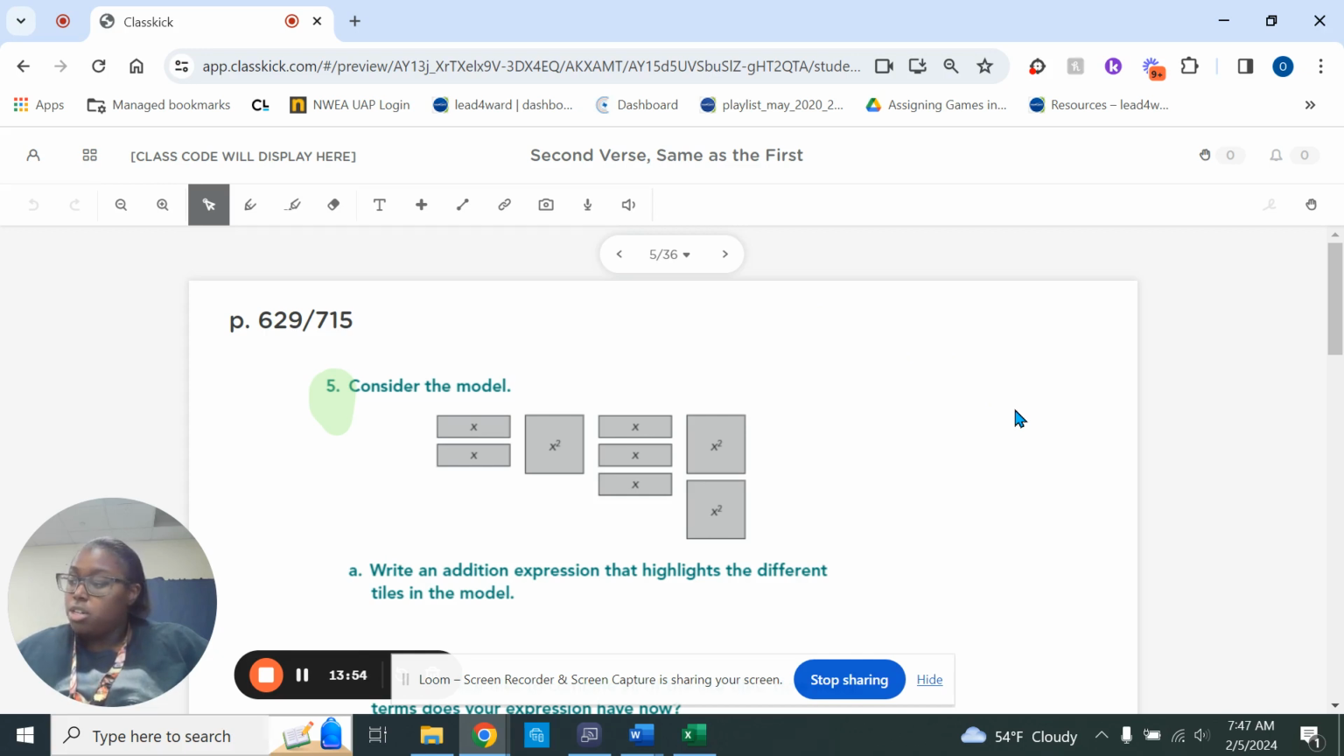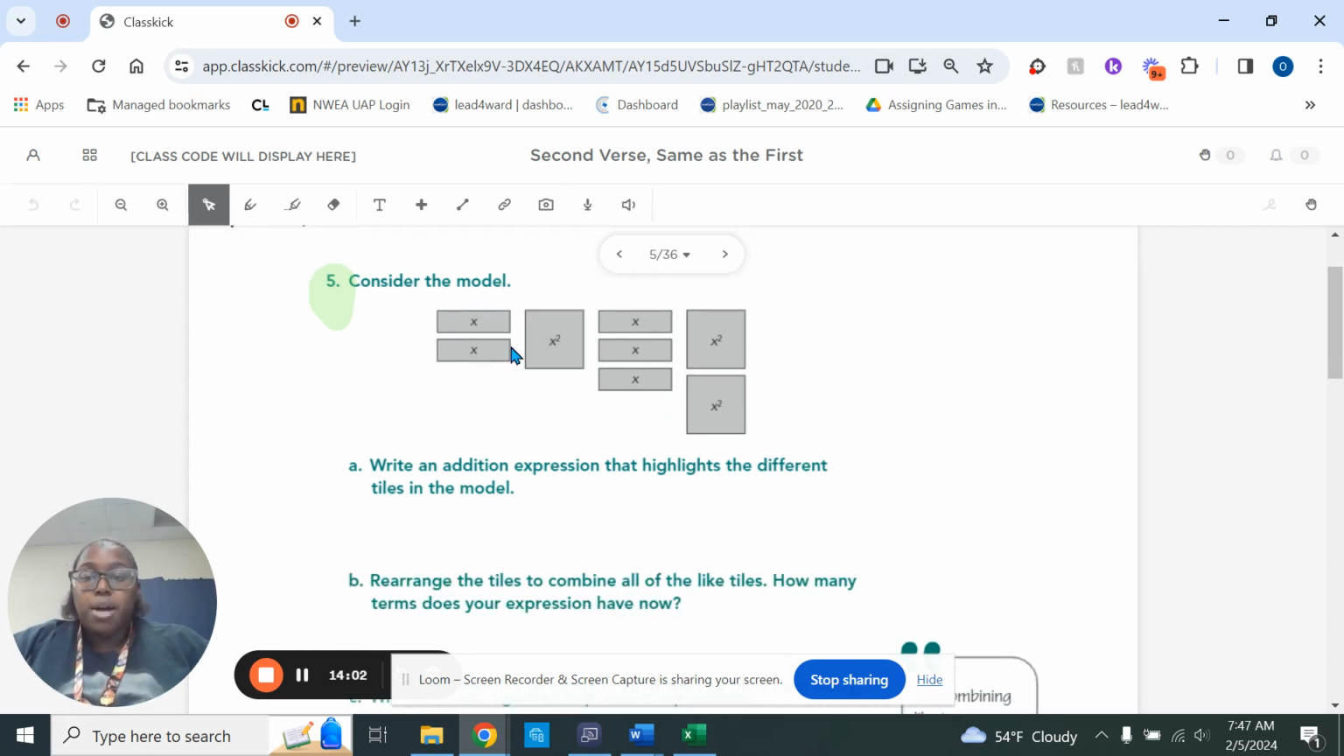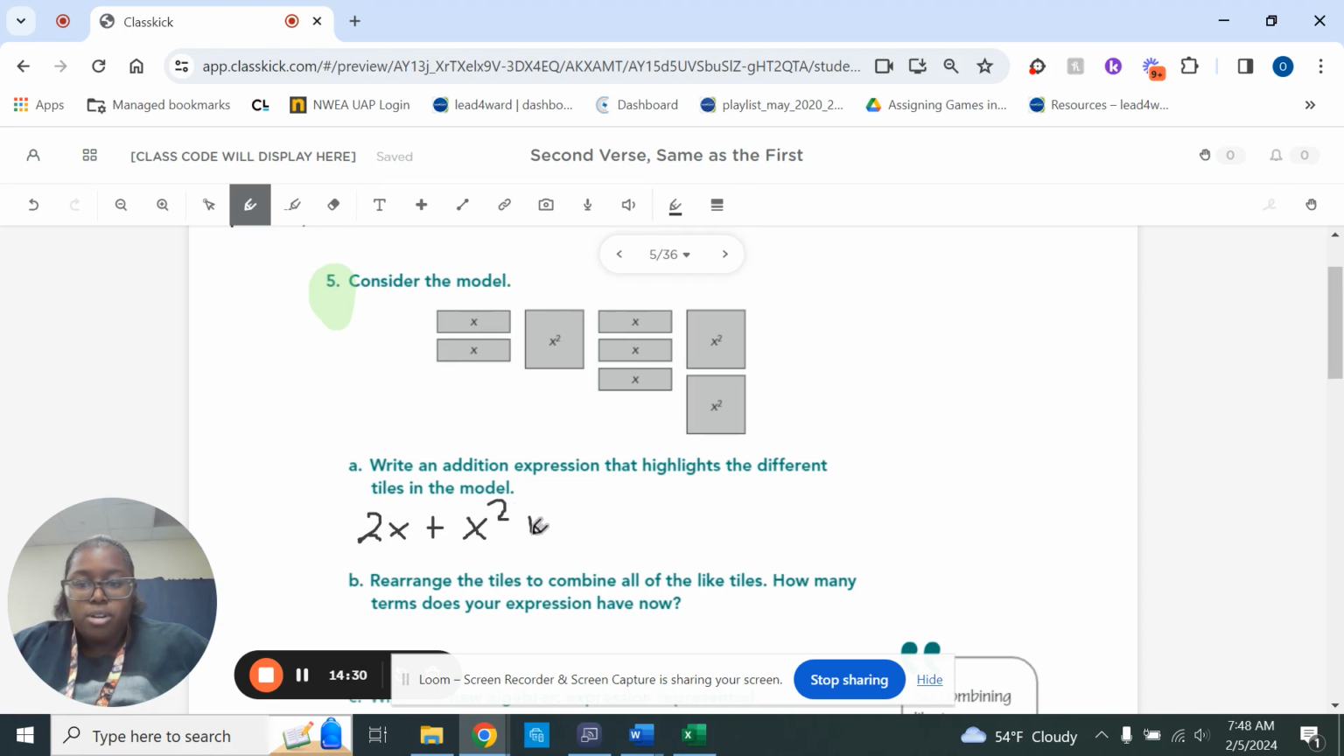On this page, let me catch up with myself. We're doing 2 problems. So it says consider the model. So we have this, this, this, and this. So it says write an addition problem to highlight the different tiles in the model. So unlike the first one where I wrote out every single individual one, we're going to write these into the clusters that we see them in. So for this first one, we see 2x tiles. So we're going to put 2x. Here we see plus x squared. Plus, here we have 1, 2, 3, 3x tiles. So that's 3x. Plus, we have 2x squared tiles. So 2x squared. So that is the combination of tiles that is being used in this problem.